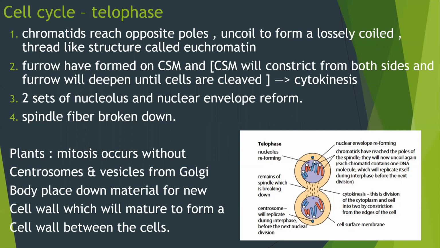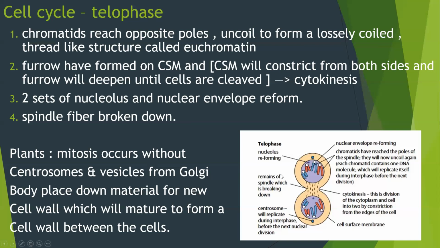And the spindle fibers, which were used to drag them to opposite poles, will be broken down in the cytoplasm. And in plants, this is different because they occur without centrosomes. That's the first key feature. And then for forming new cells, the Golgi body will come and place down new material, and this material will mature to form a cell wall. So this material is involved in cell wall synthesis.